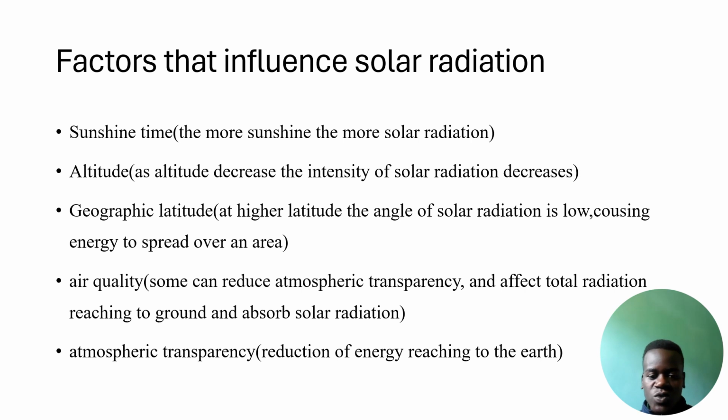And the last is atmospheric transparency. The atmosphere reduces the energy reaching the surface. As you know, the atmosphere consists of a mixture of gases like carbon dioxide and nitrogen, and these can reduce the solar radiation that reaches the Earth's surface.